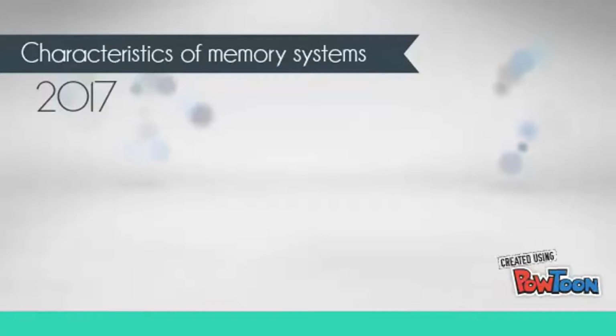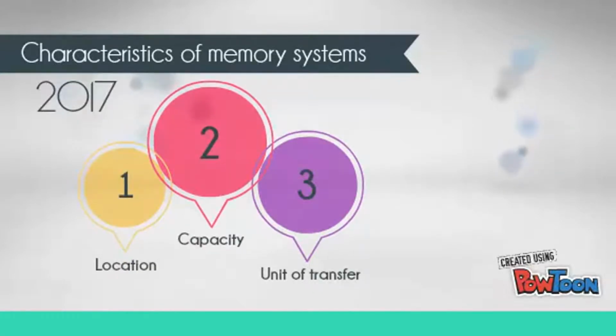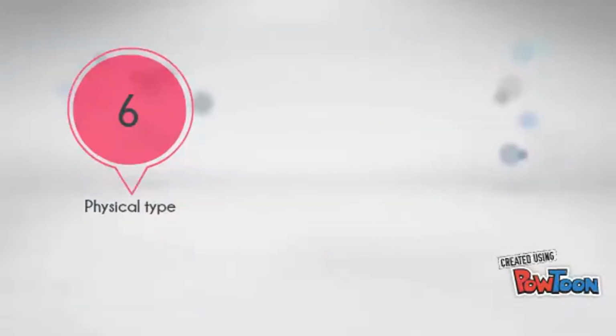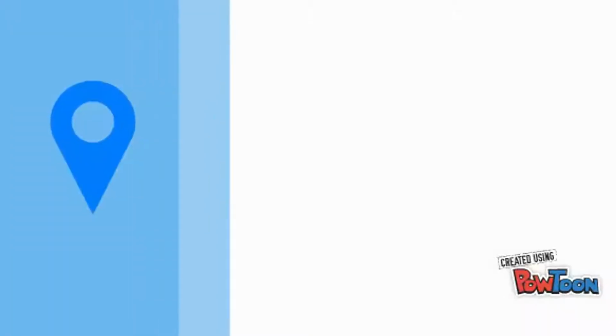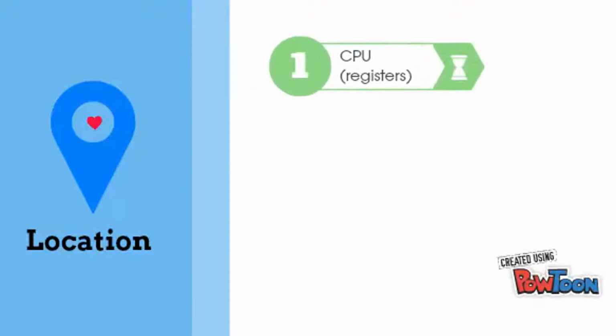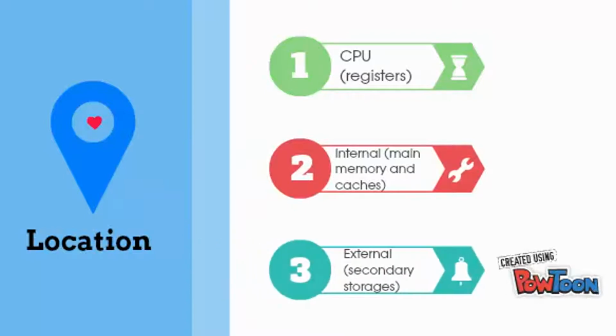The most important characteristics of computer memories are location, capacity, unit of transfer, access method, performance, physical type, physical characteristics, and organization. The term location refers to whether the memory is internal or external to the computer: CPU registers, internal main memory and caches, and external secondary storage.